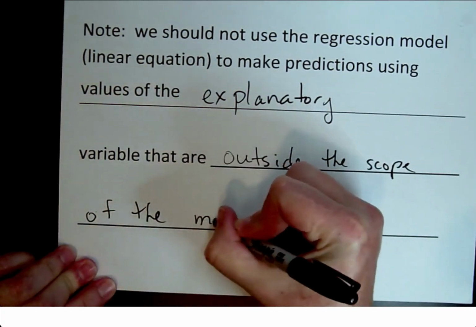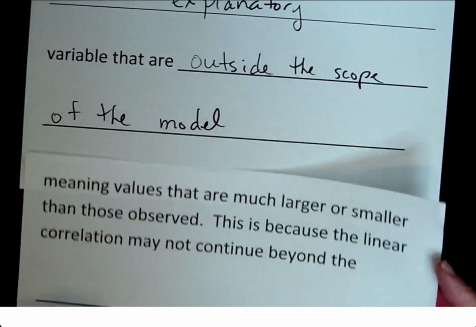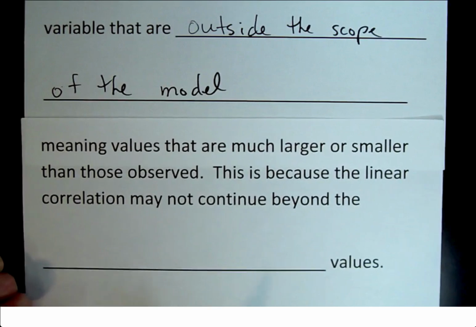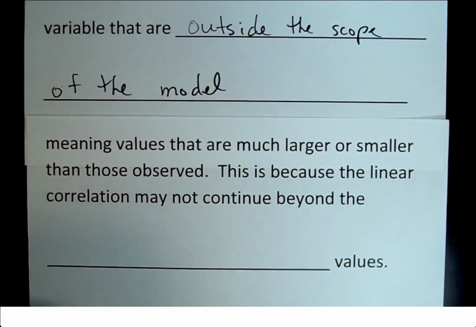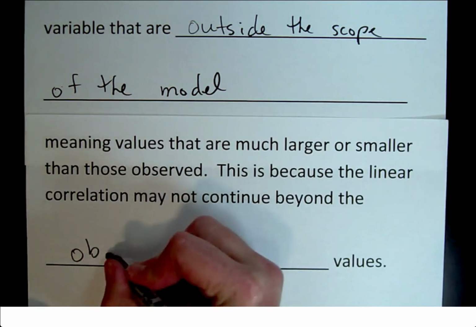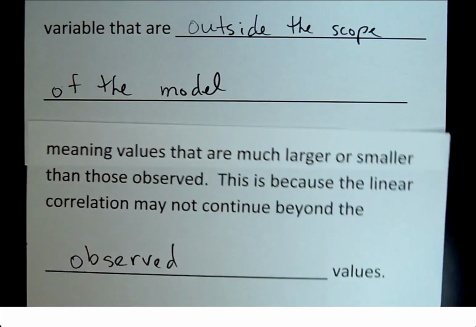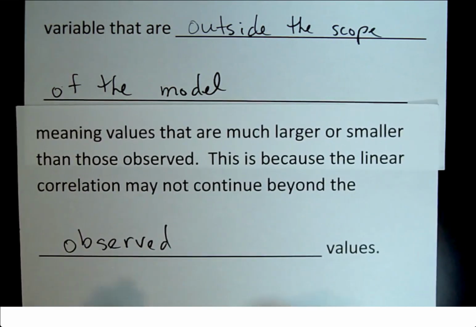Now, what do I mean by outside the scope of the model? Well, what we mean by that is values that are much larger or smaller than those observed. And this is because the linear correlation may just not continue beyond the observed values. The observed values give you dots that seem to line up in a line, but if you go to the left or right of those, that trend may not hold up outside of there.